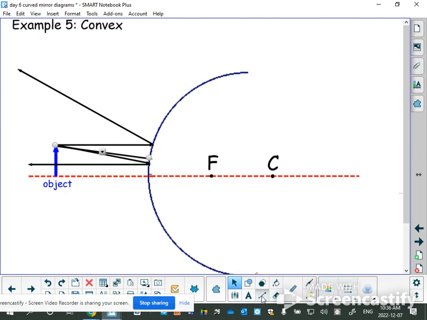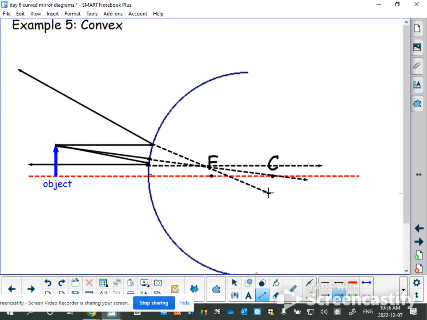Right, so we'll do our last one. We're going to trace this back, right? We're going to trace back this reflected light straight on back. We're going to trace this reflected light straight on back. And we're going to trace this reflected light straight on back. And you'll see they meet. They meet really nicely this time. You'll see they meet quite nicely right there.